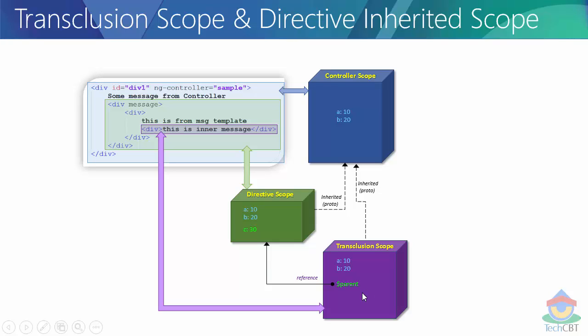And on top of that, the transclusion scope can also have its own members. So the transclusion scope can have the members from the parent of the directive, or the directive, or on its own. So we have all the three levels merged to be made available through the transclusion scope and could be applied throughout all the data binding for the transcluded content.